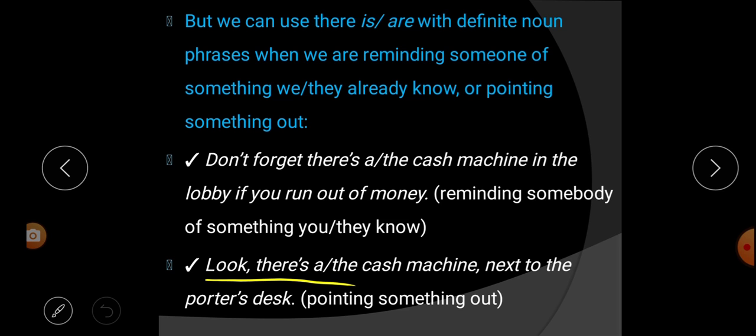Next, look, there is the cash machine next to the porter's desk. That means pointing something out. Here what happened? We are pointing. Look, that means we are addressing or we are pointing. There is a cash machine, we can say, or you can say there is the cash machine. So it is pointing out something. So in that case we can use a definite noun phrase, or there plus is can be followed by a definite noun phrase.